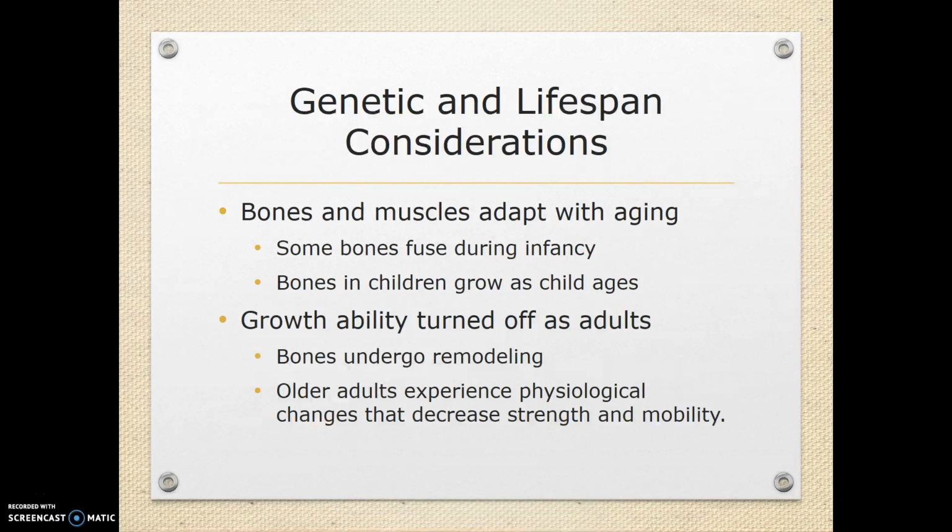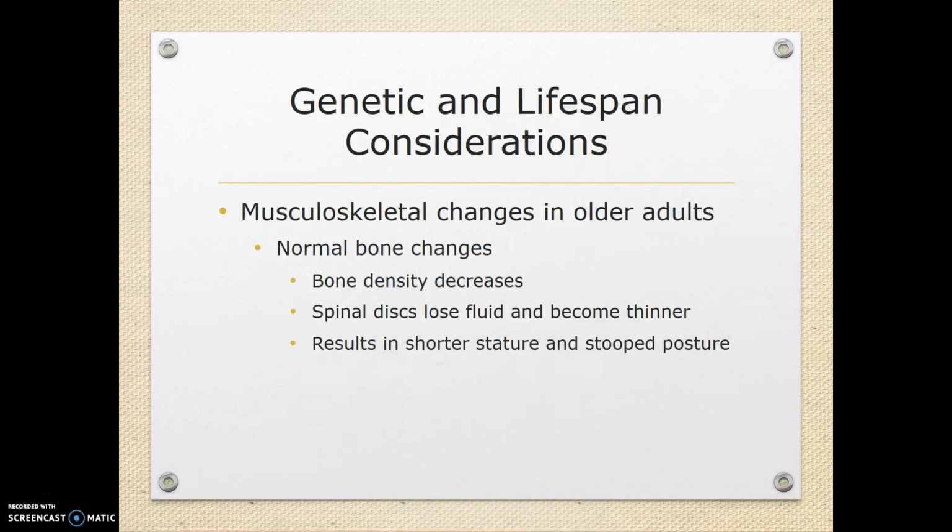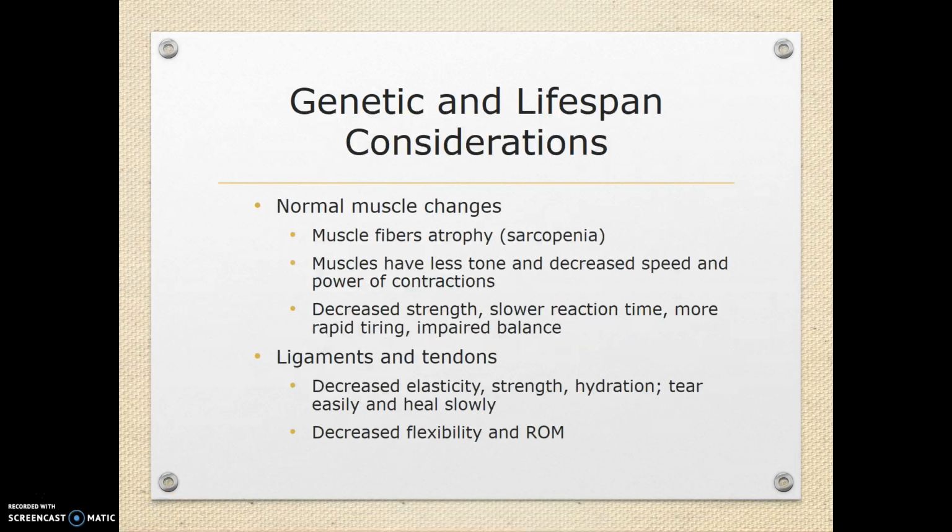Older adults experience physiological changes that decrease strength and mobility. Changes in older adults. Normal bone changes, there's going to be a decrease in bone density. Spinal discs are going to lose their fluid and become thinner, and both of these result in a shorter stature and stooped posture. That's why often older adults have lost some height also.